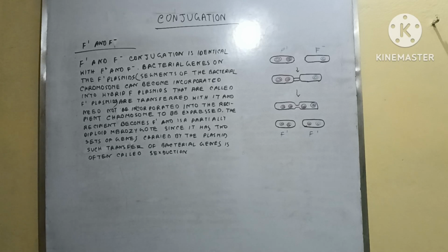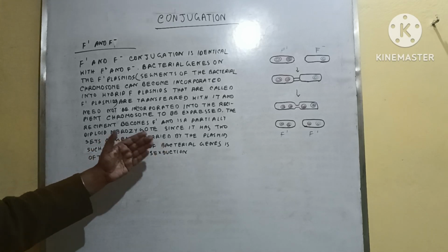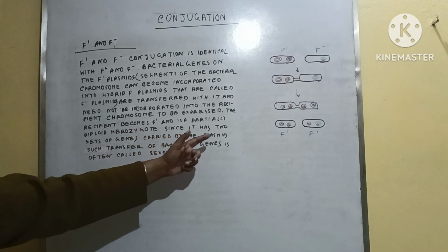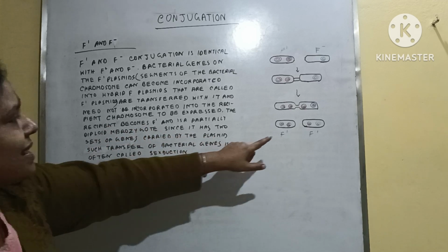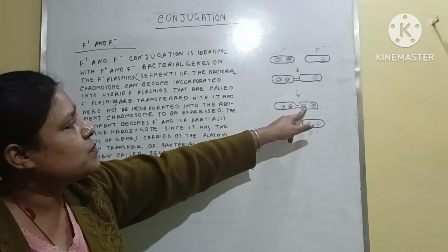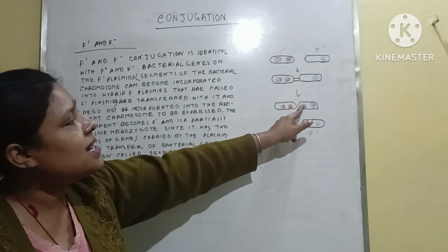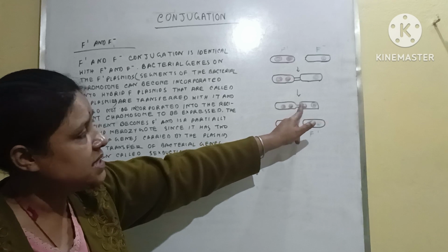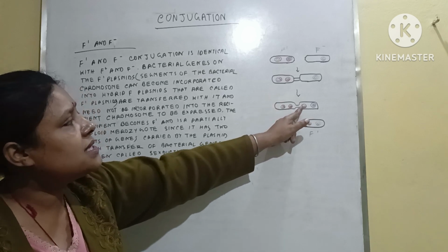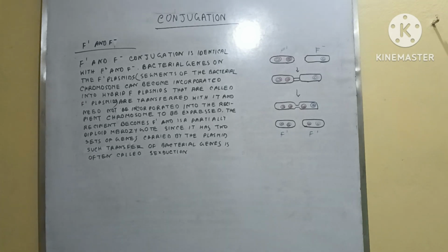So here, the transfer of the bacterial genes is such that the plasmid that is transferred from the donor to the recipient carries two sets of genes. One is the chromosomal DNA of the donor and another is the plasmid factor of the donor. So that's why this process is called sexduction.